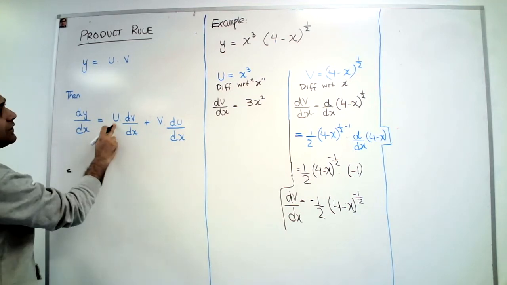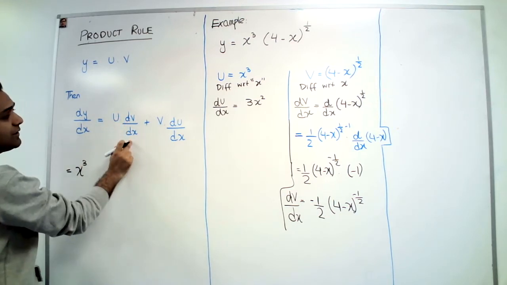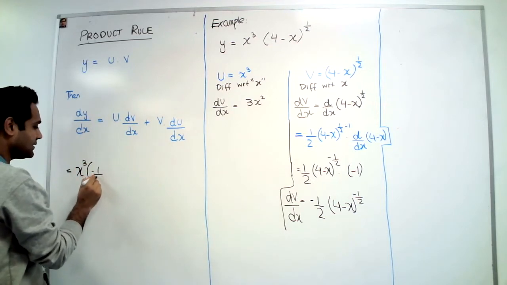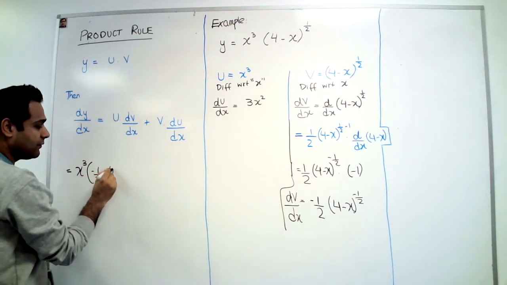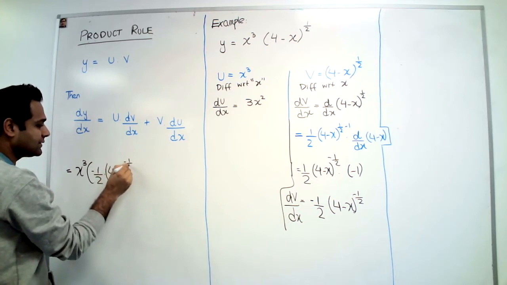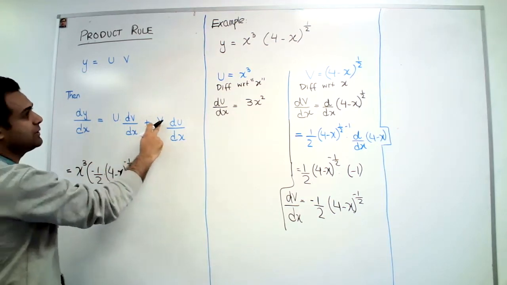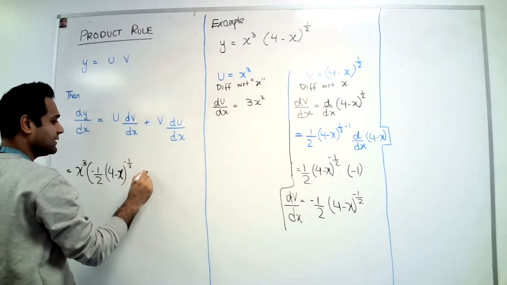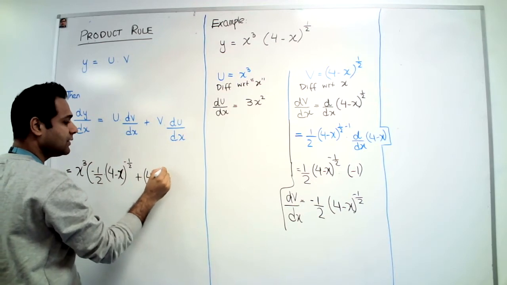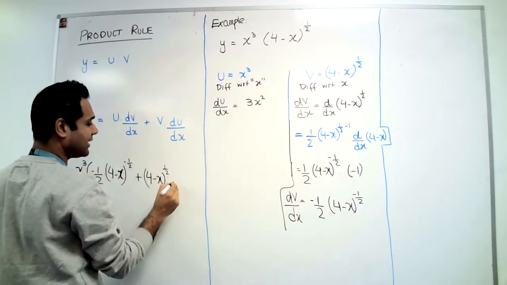What's the u? u is x cubed. Times dv over dx. dv over dx is this, minus half, 4 minus x to the power minus half. That's that one. Plus v. What is v? v is that bit, 4 minus x to the half, and du over dx, which is 3x squared.